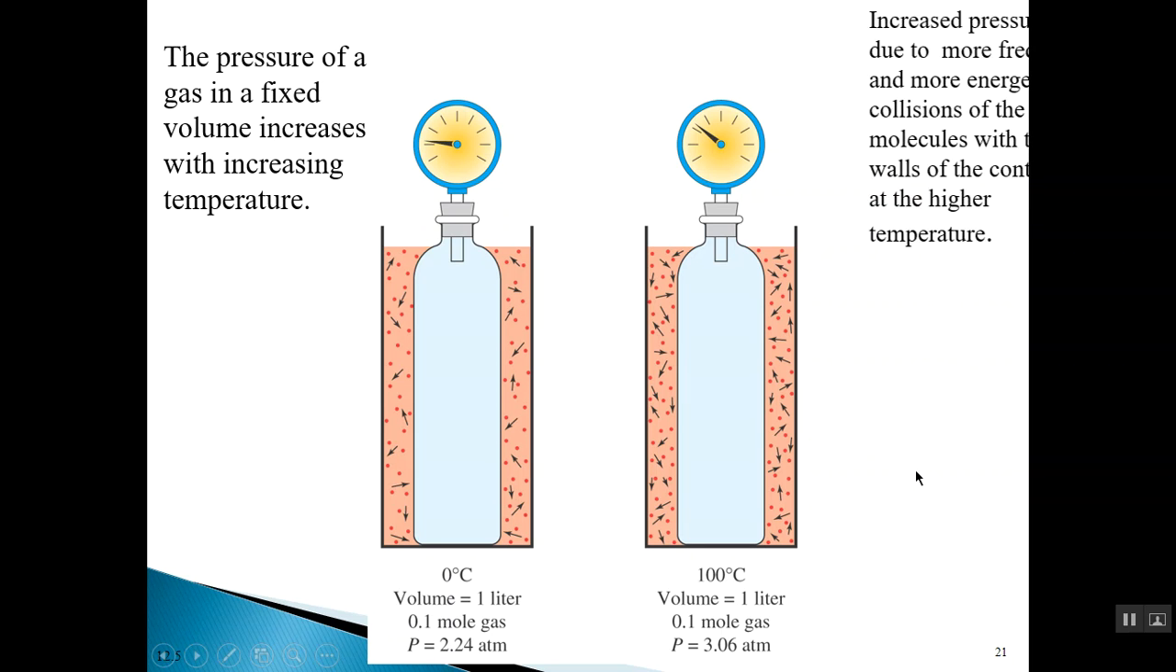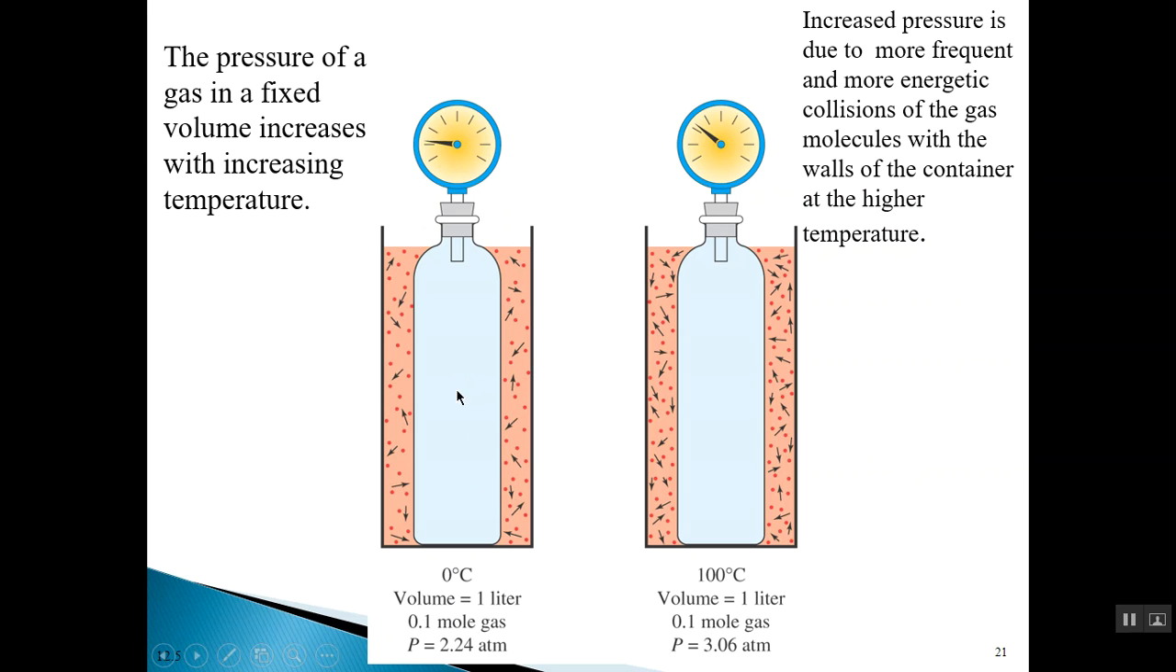So here we have 2 cylinders. This cylinder here is a gas. They didn't say what the gas was, but it doesn't matter. The temperature here is 0 degrees Celsius. The volume is 1 liter. And the number of moles of the gas is 0.1 mole. And the resulting pressure is 2.24. And then we go from this situation to this situation where the temperature changes. The volume and the amount of gas remain the same. But what happens? The temperature increase results in a pressure increase. And we can understand that in light of the kinetic molecular theory, right?